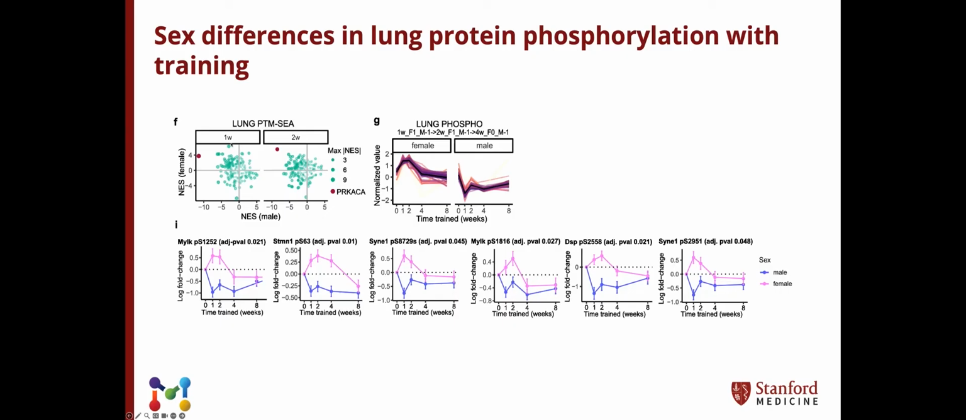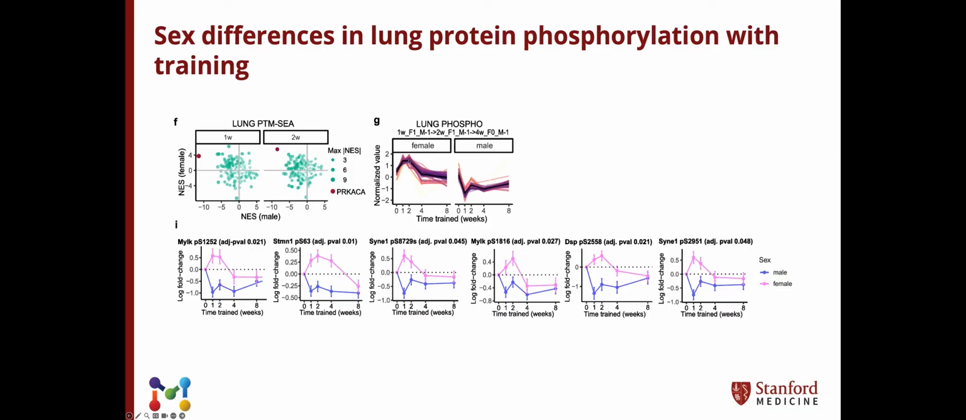And we did find, so this just compares the normalized enrichment score for some of these PTM-SEA results. And we can see, especially in the 1 and 2 weeks, or early post-exercise or post-training time points, there was a big sex difference, particularly in PRKACA, which is the catalytic subunit of protein kinase A. So it's involved in a lot of different signaling pathways. But this was downregulated in males, but upregulated in females.